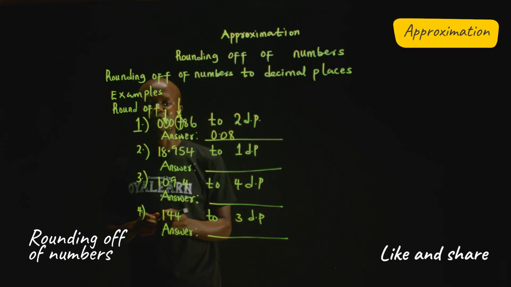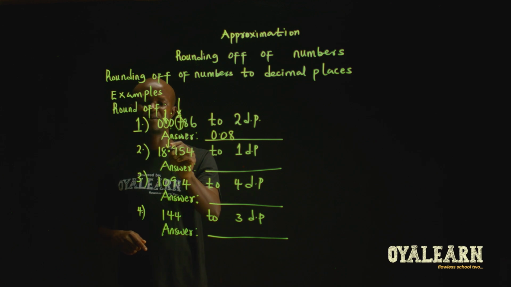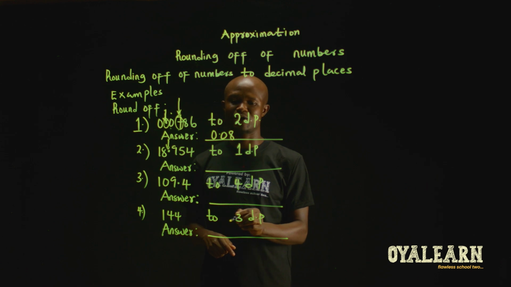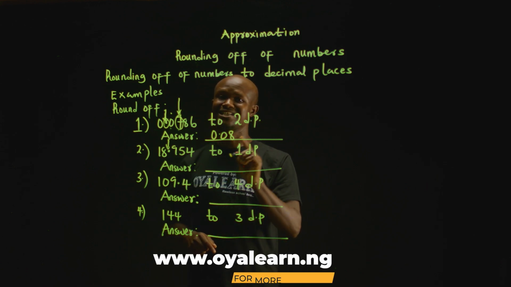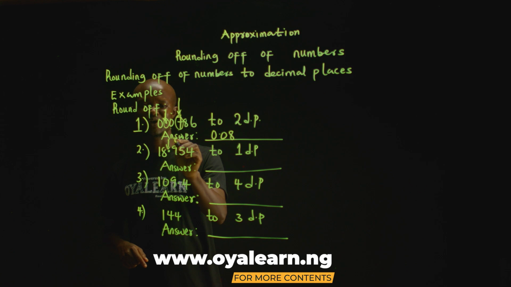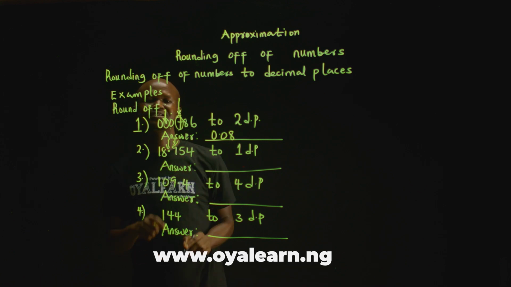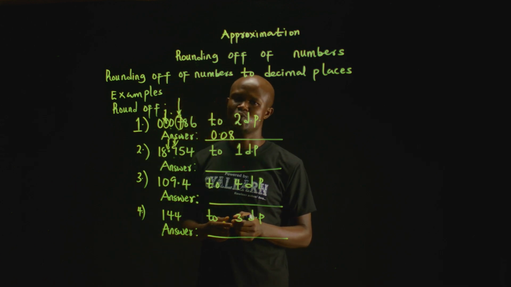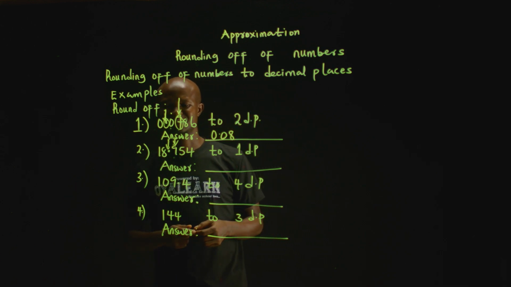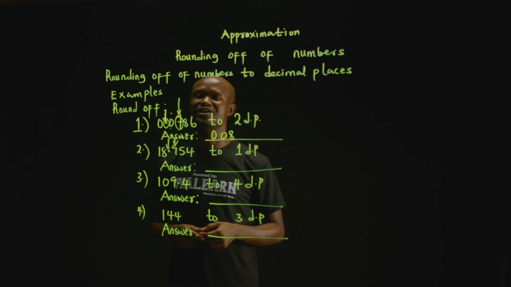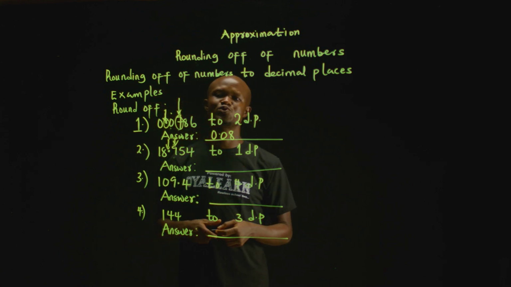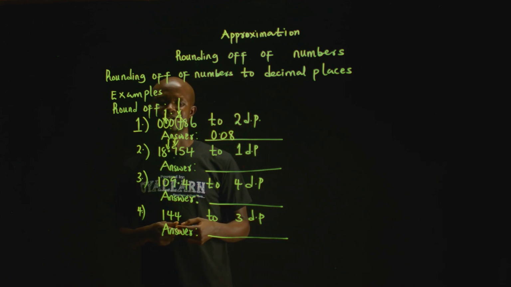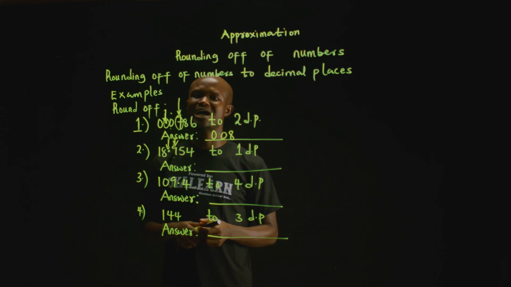Now let's look at the second problem. This is the decimal point. After the decimal point, we are going to count 1 because this is 1 decimal place. When we count, we have just 9 here. And at the back of this 9, we are having 5. So it means we are going to take 1 from 5 and add it to 9. Now, 9 plus 1, we have what?